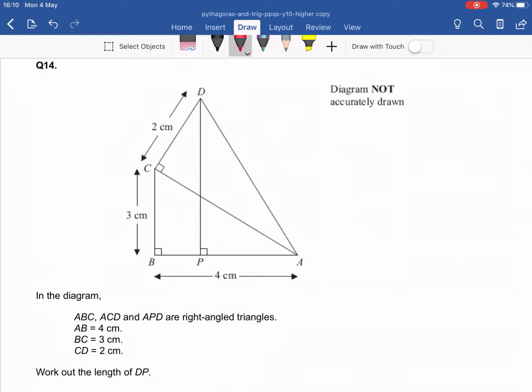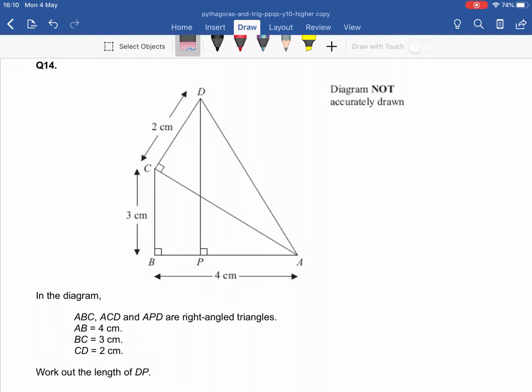Hi guys, let's have a look at question number 14. So we've got a diagram, a very complicated diagram, and we've got three right angle triangles: ABC, ACD, and APD. So those three right angle triangles.